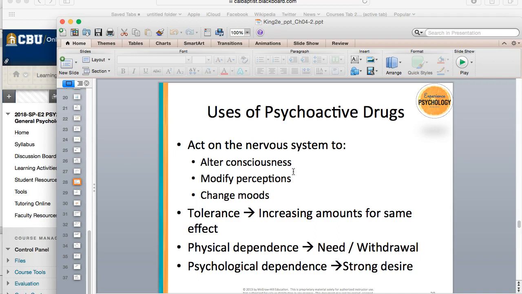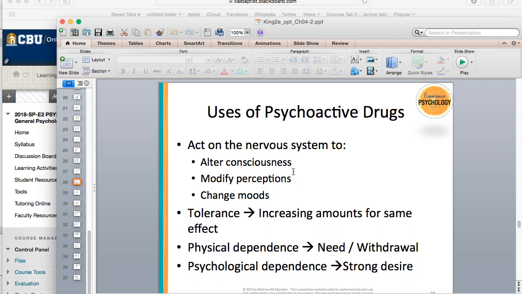Psychoactive drugs. So yeah, drugs have a huge impact on the nervous system. They alter consciousness, they modify perceptions, and they change your mood. So in terms of mental health, psychoactive drugs play a huge role in your consciousness, your perceptions, your mood, and different things like that. So tolerance. The tolerance for a drug is increasing the amounts for the same effect. Physical dependence is the need, and whenever you don't have this specific drug, you start to withdraw. And psychological dependence is a strong desire. And this is speaking more towards, I would say, psychology, medicines for mental health. I think it's in terms of speaking of, you know, substances like alcohol, drugs, and different things like that.